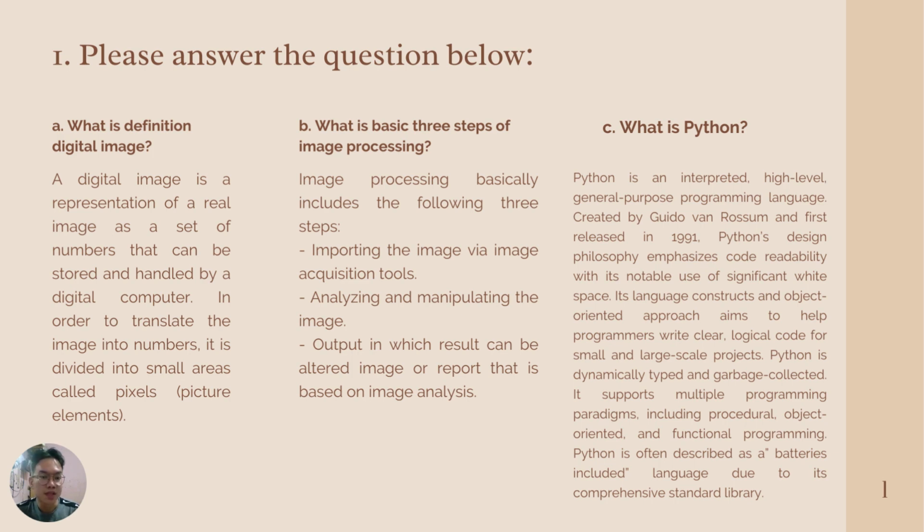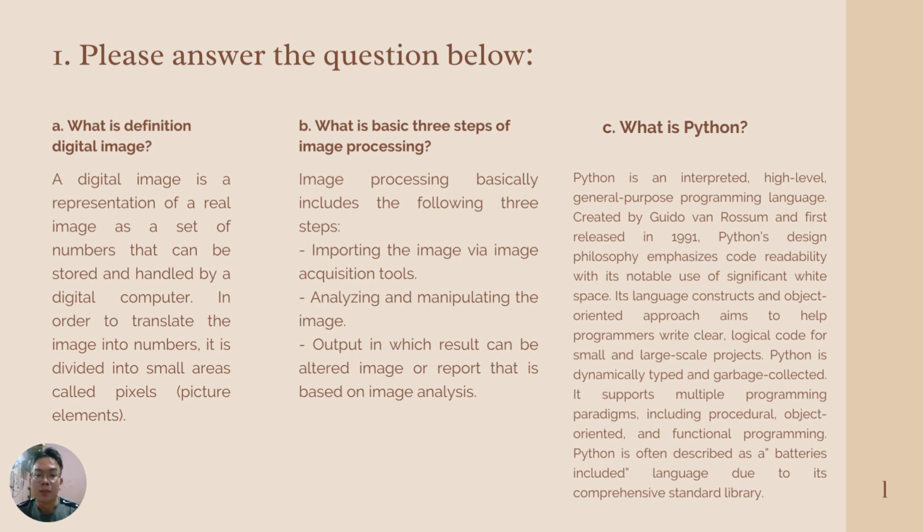B. What are the basic three steps of image processing? Image processing basically includes the following three steps. First, importing the image via image acquisition tools. Second, analyzing and manipulating the image. Third, output, in which the result can be an altered image or a report that is based on image analysis.